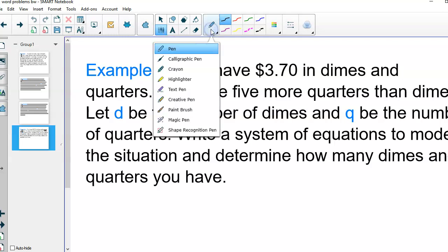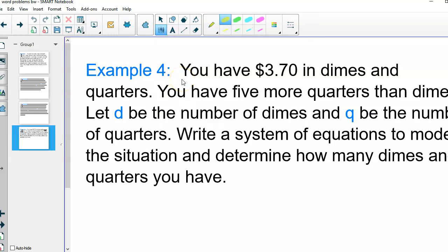$3.70. You have 5 more quarters than dimes. And you have to determine how many dimes and quarters you have.